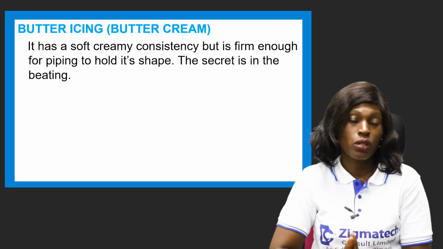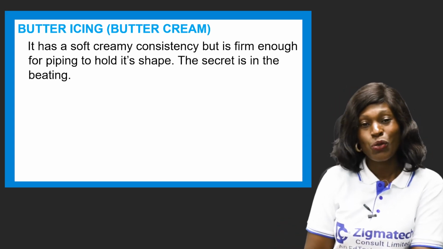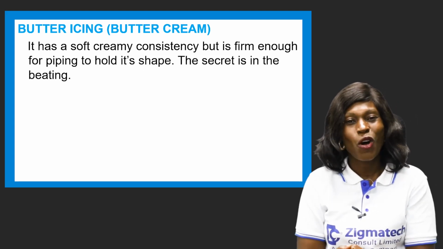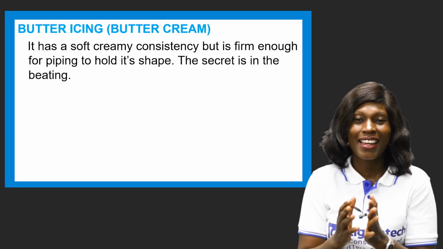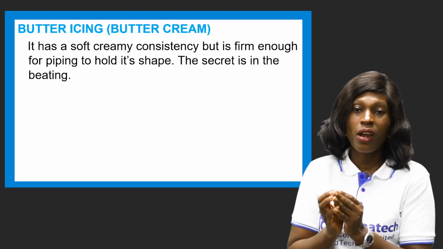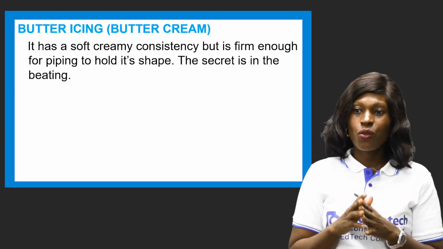Now we have our butter icing. The butter icing is also referred to as buttercream. This is very common everywhere. It has a soft creamy consistency, but it's firm enough for piping to hold its shape. Okay, now the secret is in the beating.